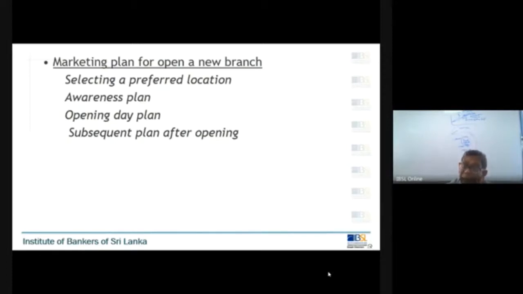But it's not like that with banks. When you open a branch, there is a legal requirement to be followed. Now I'll explain the legal requirement. We call it BRP. BRP means Branch Rationalization Program.